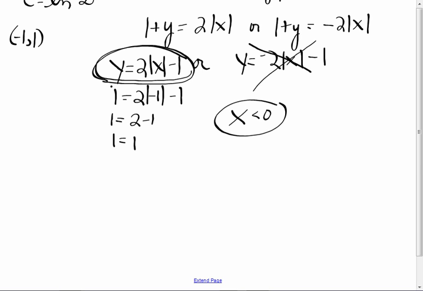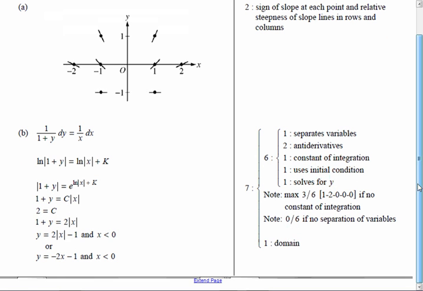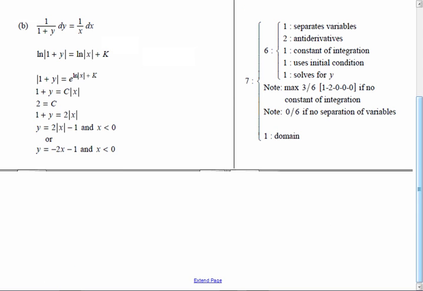That's hard. That's only 1 point. Okay, let's see what we got. We have 1 point for separating. Oh, they gave us 1 point for each antiderivative. That's very nice. 1 point for your C. 1 point for using the initial condition, even if I did it wrong. Notice, if you don't separate the variables, 0 out of 6.